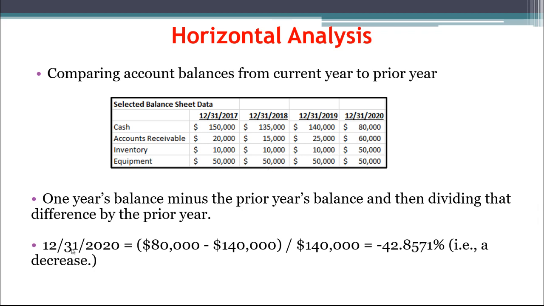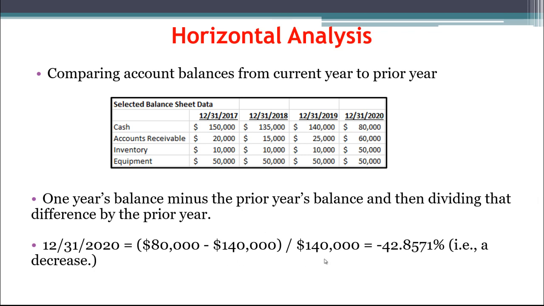So if we were looking at 12/31/20, for example, we're comparing that to the immediately preceding year, 12/31/19. So for cash, we had 80,000 minus 140,000. So that's a $60,000 decrease divided by the original prior year, 140,000. So that's a negative 42.857% decrease.